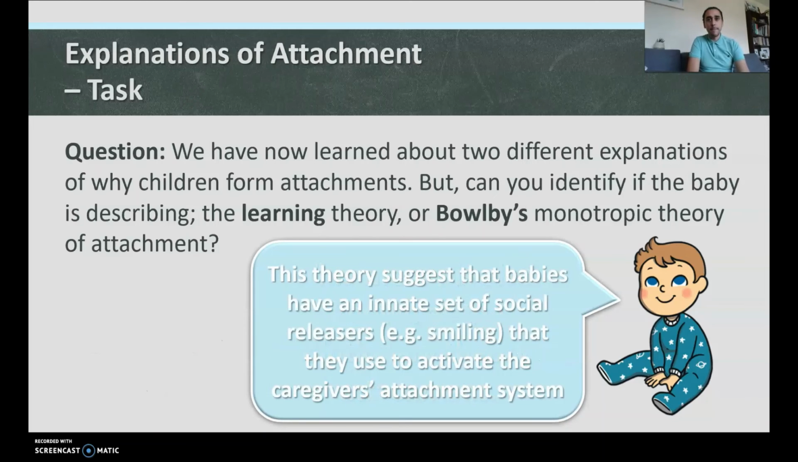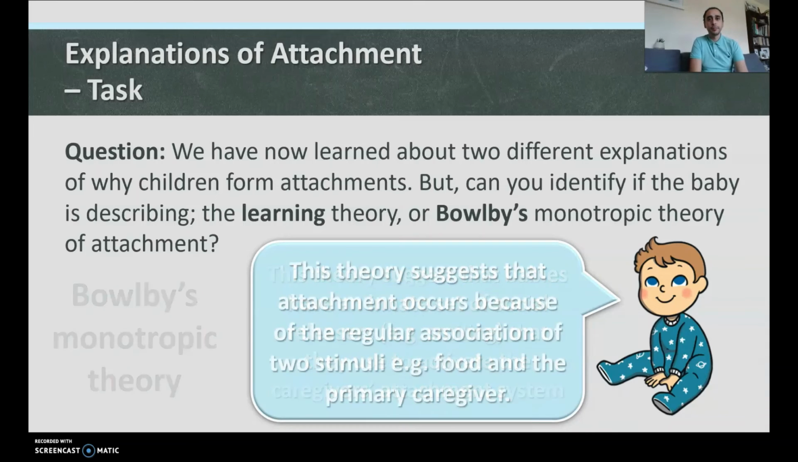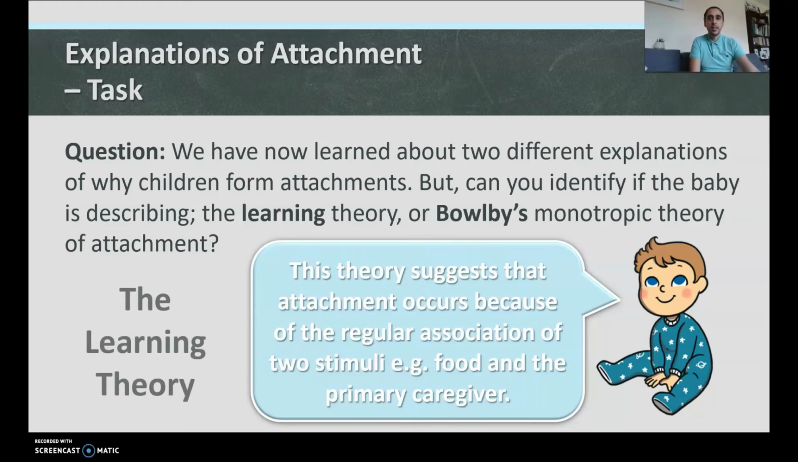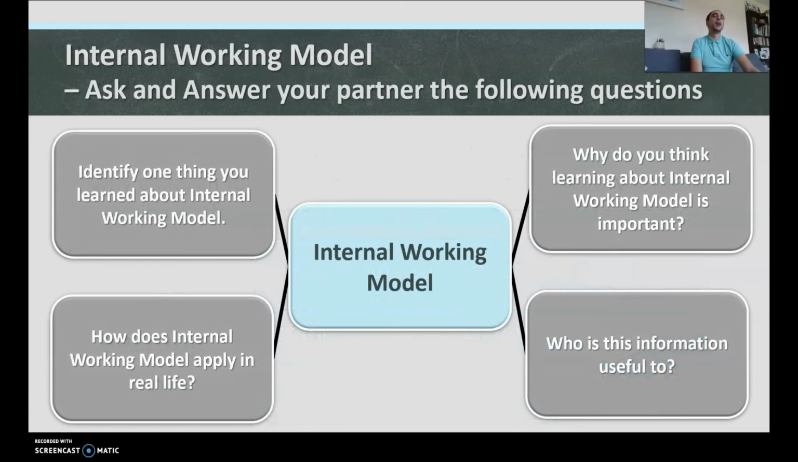This theory suggests that babies have an innate set of social releasers, like smiling, that they use to activate the caregiver's attachment system. Bowlby. How many more is there? This theory suggests that attachment occurs because of the regular association of two stimuli, for example, food and the primary caregiver. That is clearly the learning theory. There we go. Whew.